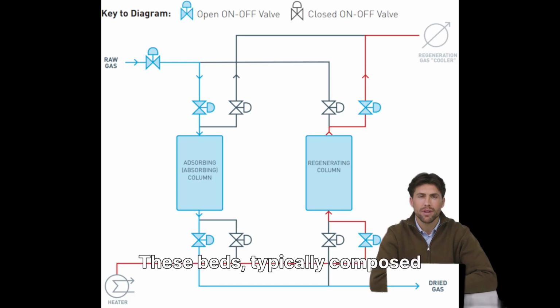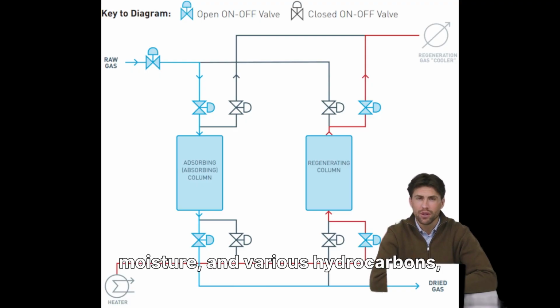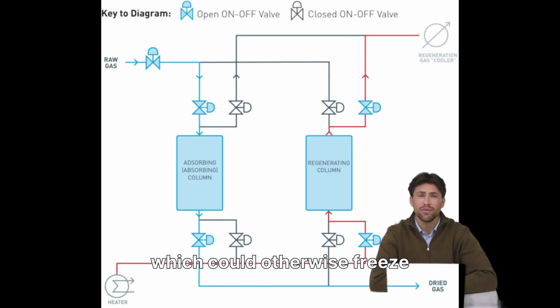Within the air purification unit, the compressed and cooled air passes through specialized molecular sieve beds. These beds, typically composed of materials like alumina and zeolite, are highly effective at adsorbing and removing critical impurities such as carbon dioxide, residual moisture, and various hydrocarbons, which could otherwise freeze and block equipment at cryogenic temperatures.